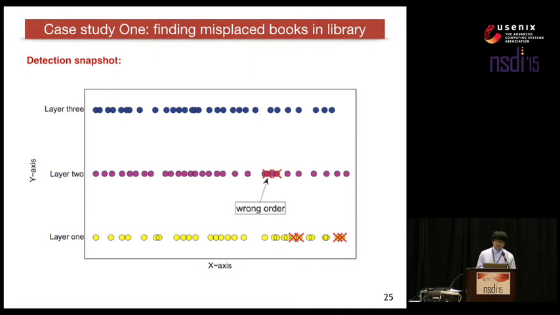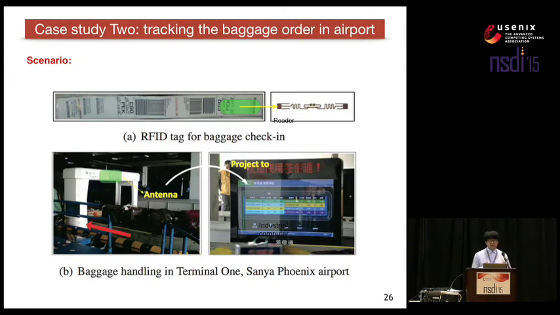The second case study is to determine the baggage order in the airport. We implement our scheme in our Tagassist project. This system detects the appearance of each baggage and then uses our scheme to determine the relative order of the baggage. Finally, this tag order is displayed on a huge monitor. By doing so, the workers can easily distinguish each baggage and deliver them to the corresponding flight.